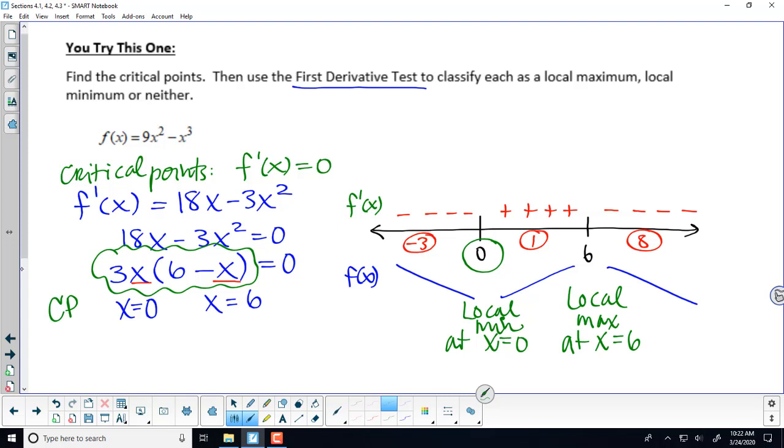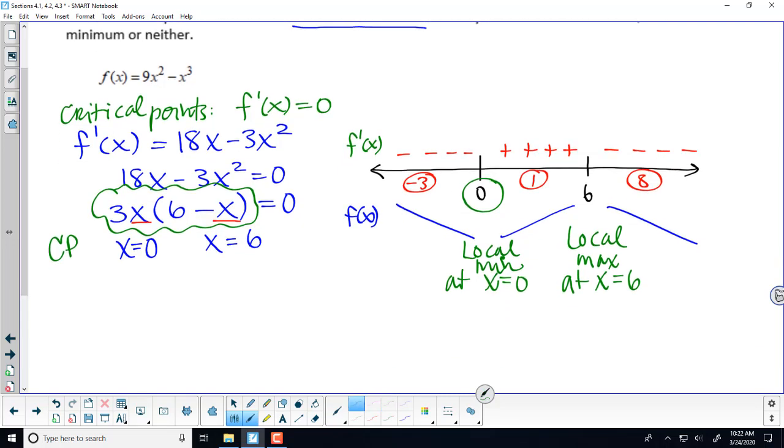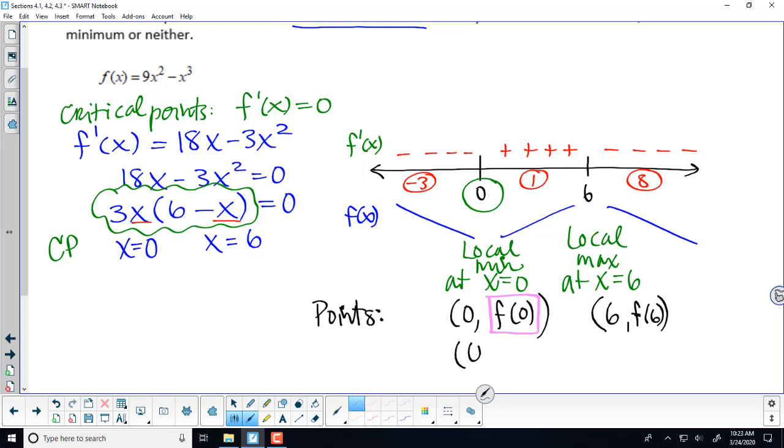Okay, let's find the ordered pairs for those points. So if we're looking for points on the graph, the actual ordered pairs, then we have to find the y-coordinates of those points. So I have to put 0 back into the original function. Be careful, we've been plugging things into the derivative. Original function, because we're finding the y value of the point on the graph. So if you do that substitution, we should get (0, 0) and (6, 108).